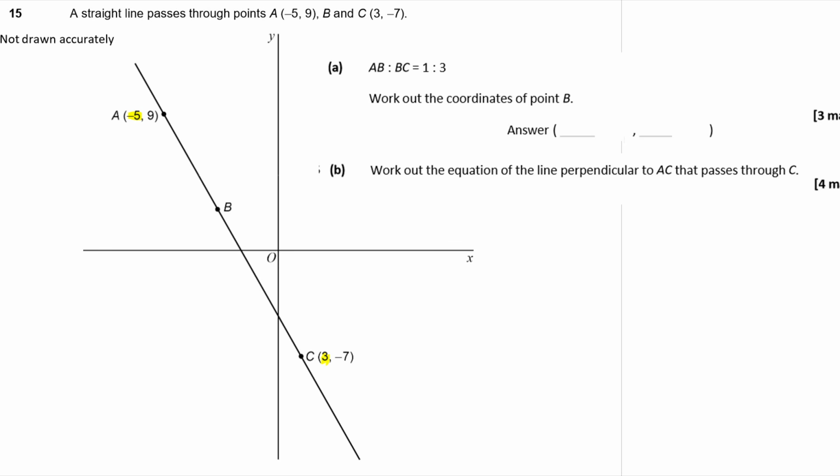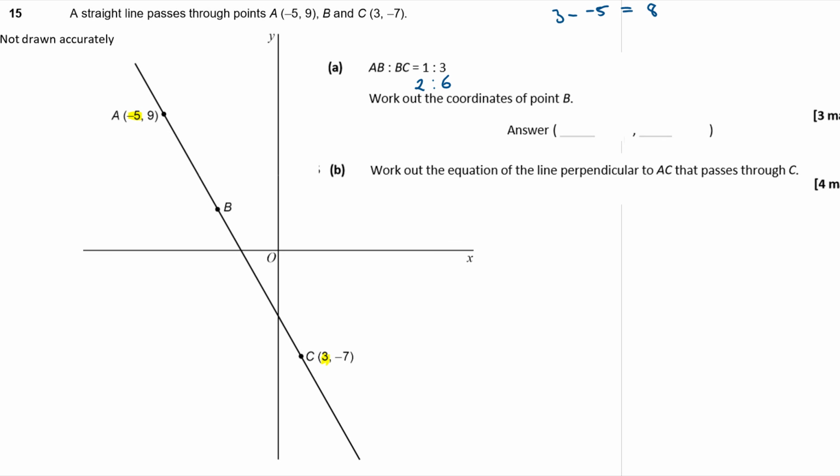So -5 to 3. 3 take away -5. That spans 8 units, doesn't it? So if I was going to divide that in the ratio of 1 to 3, then 1 part plus 3 parts is 4 parts. Each part must be worth 2. So that's going to be 2 to 6 then, isn't it?